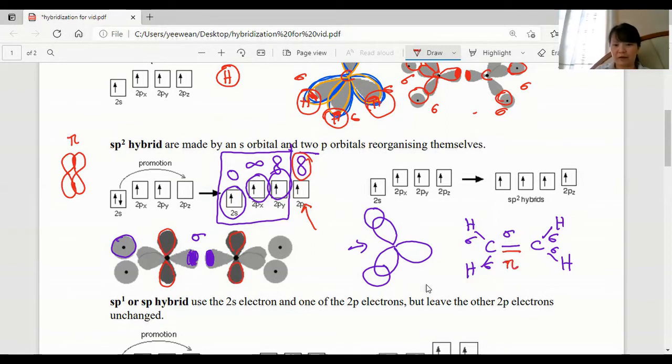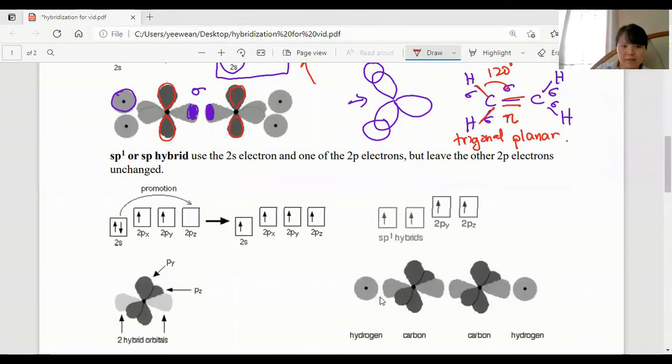The basic shape for this: you see that this is 1, 2, 3 bonded pairs. It would be 120 degrees, which means this is trigonal planar, as in the basic shape.